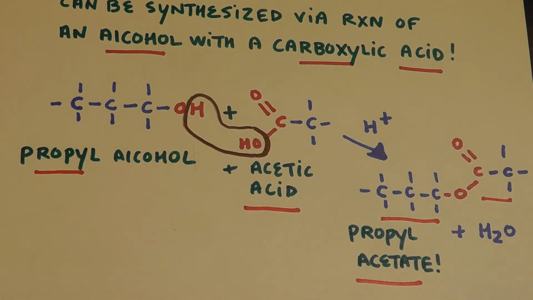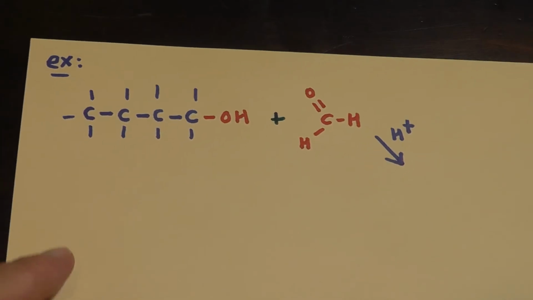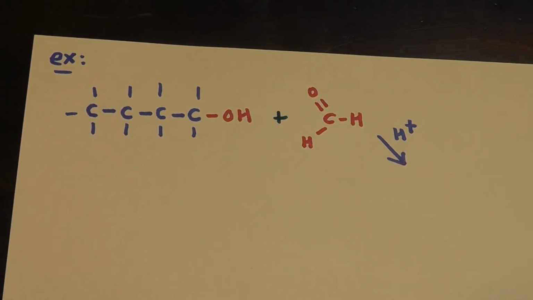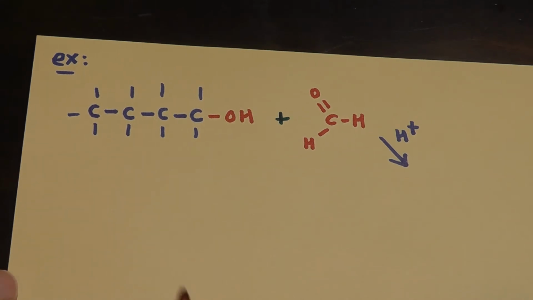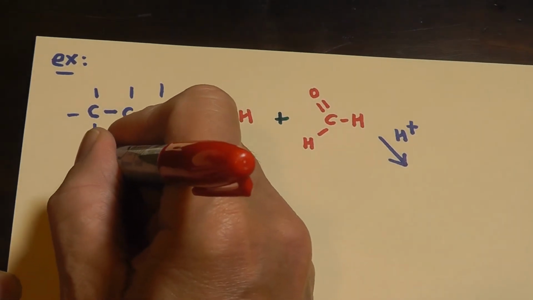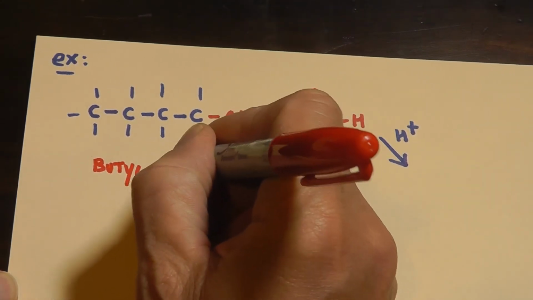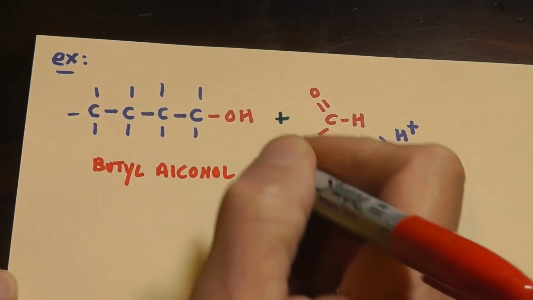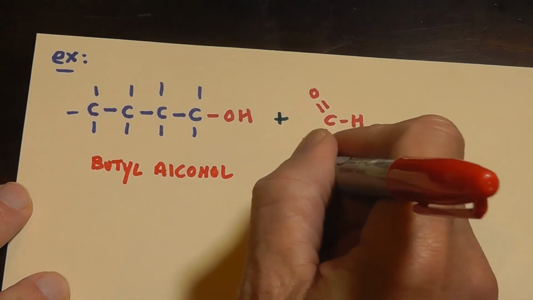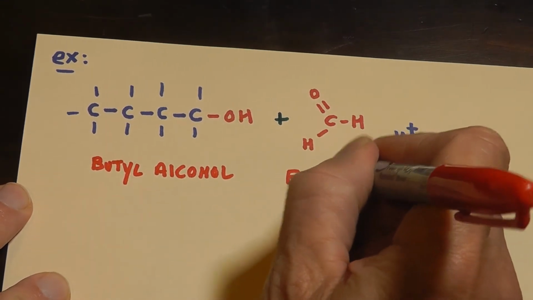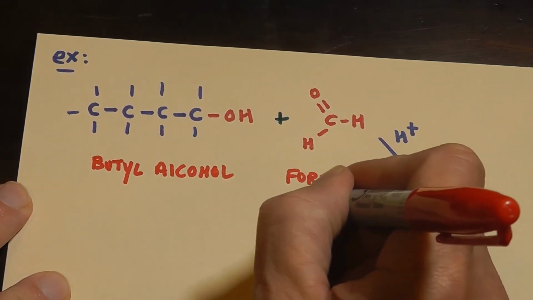So let's do an example here of a synthesis of an ester, and we'll just pick something at random. Well, it ain't random. I already thought about this. So we've got this particular alcohol. This will be butanol, but actually we're going to call it butyl alcohol. We're going to use the old school naming scheme. And then we've got formic acid, not methanoic, but the old school name.